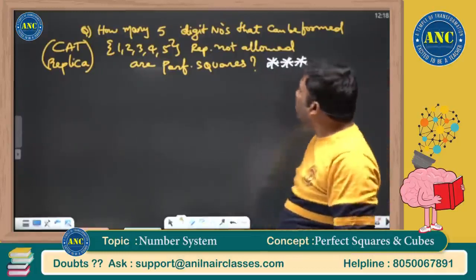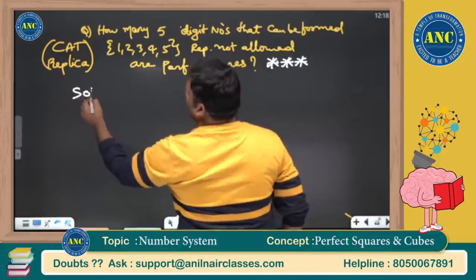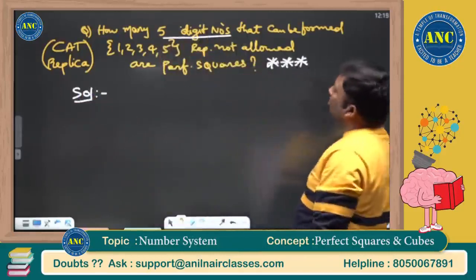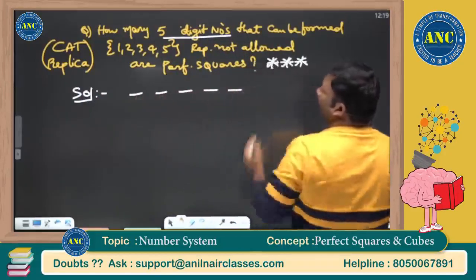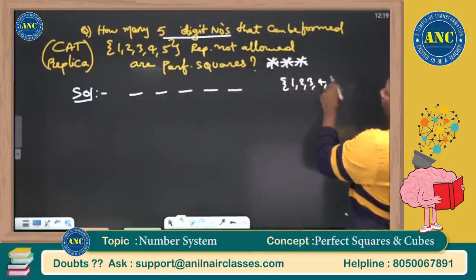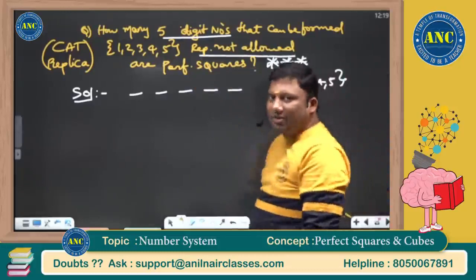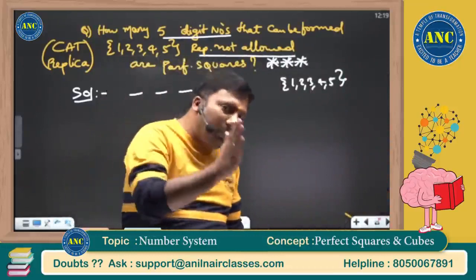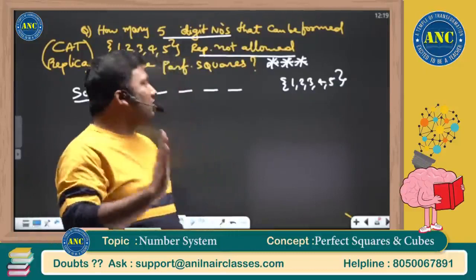How many 5-digit numbers can be formed using the digits 1, 2, 3, 4, 5? First thing, whenever you are solving a CAT question or any aptitude question, start reading the question and underline the keywords. I want a 5-digit number that can be formed using the digits 1, 2, 3, 4, 5. These are the 5 digits. Repetition of the digits is not allowed. If I am using 1 in any of the 5 places, 1 cannot be used anywhere else. If I am using 2 in a particular place, that cannot be used anywhere else.